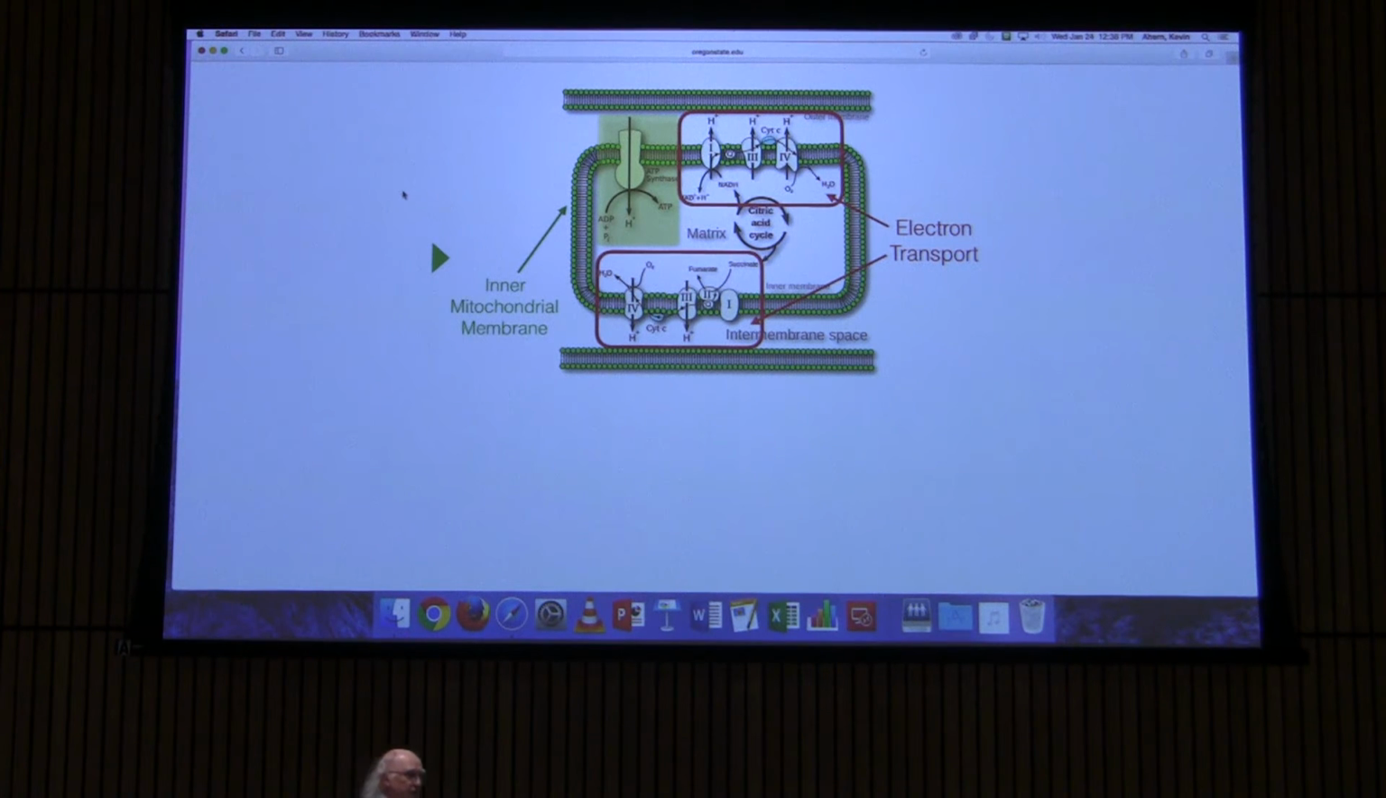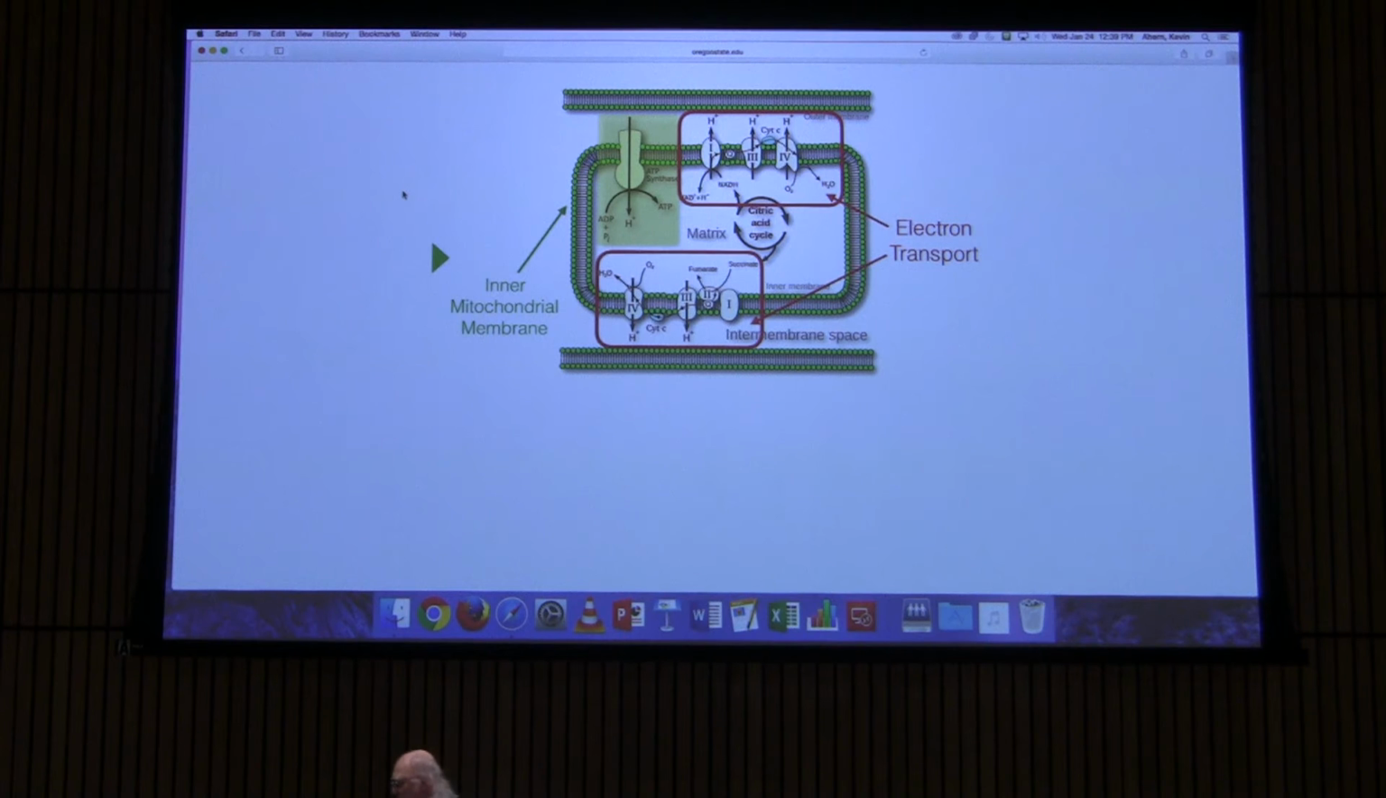Now, I haven't said yet how the cells will use that. I've simply said that we've created this gradient. Okay? Let me say another thing about electron transport. I've shown you one system. There's another system, which is very much like the first system, except it uses something called complex 2 instead of complex 1.